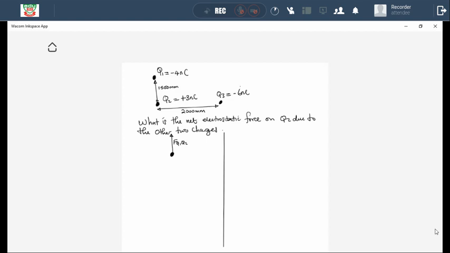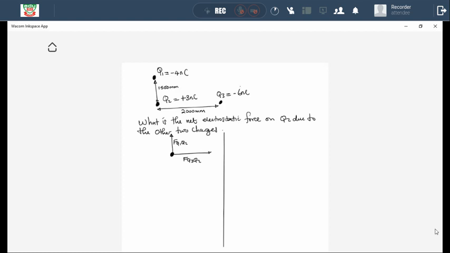Then I look at the relationship between Q3 and Q2. I realize Q3 is negative, Q2 is positive, so there is attraction. So Q3 will move to the left and Q2 will move to the right. Again, we are worried about our reference charge, which is Q2, so it's going to be attracted to the right. So I'm going to indicate like this. This is going to be F Q3 Q2 like that. So that's my free body diagram.